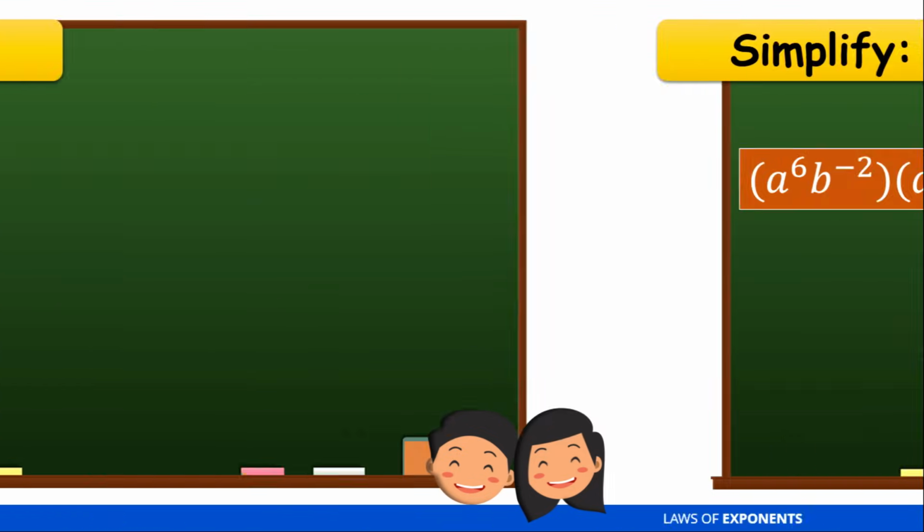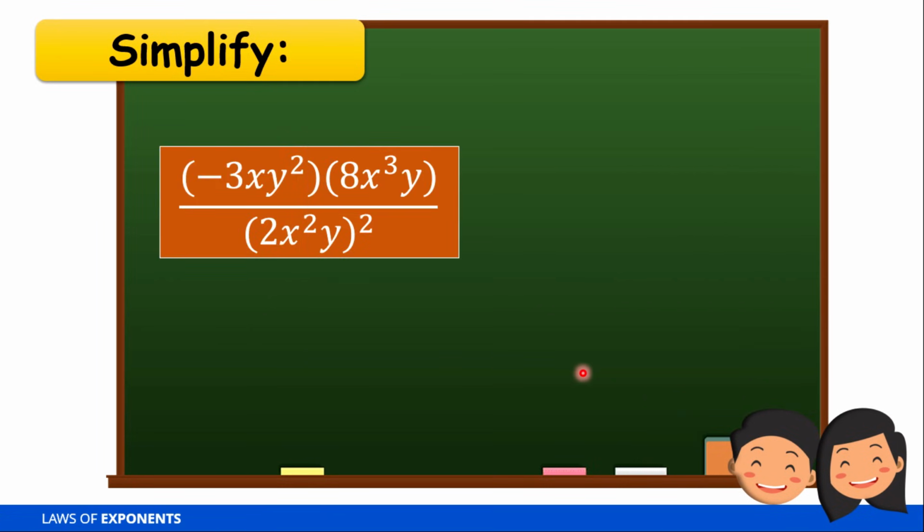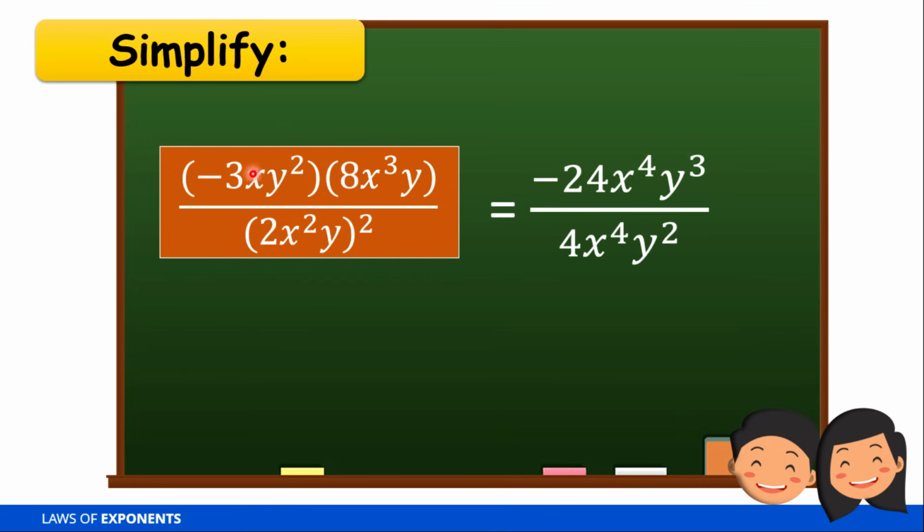Next given. We have the quantity negative 3xy squared times the quantity 8x cubed y all over the quantity 2x squared y, raised to 2. So, isi-simplify natin dito yung numerator at saka yung denominator natin. Multiply muna natin yung ating negative 3 at saka positive 8. So, we have negative 3 times positive 8. Answer is negative 24. Next, i-multiply naman natin yung may mga pareho na base.